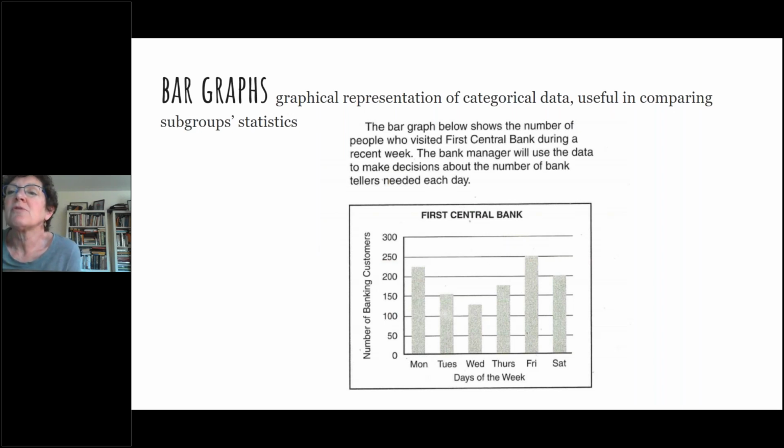So looking at this right away, what can you tell me about this graph? It's about First Central Bank, the number of customers, and then the days of the week. Right. So which day has the most customers? Friday. And which day has the least? Wednesday. Good.